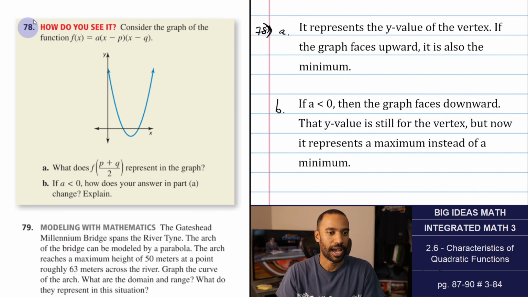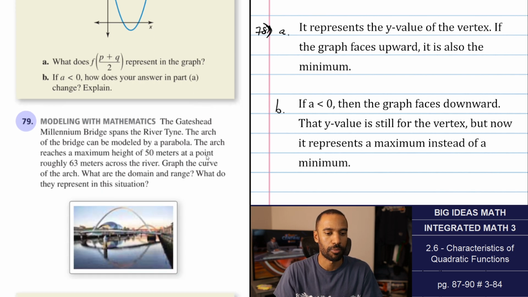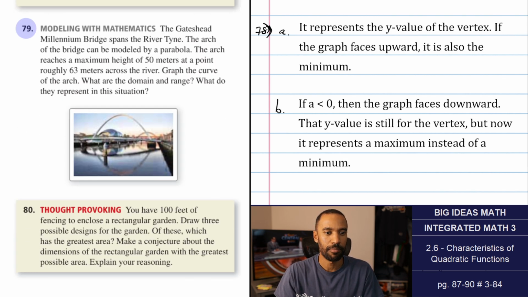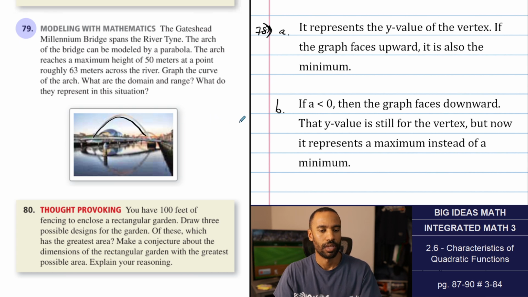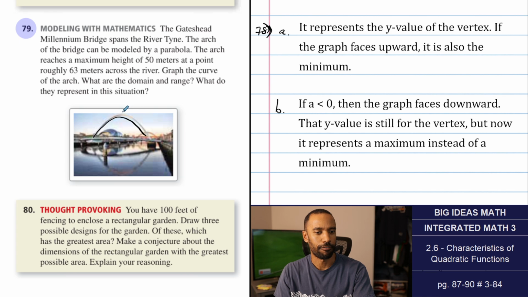All right, number 79, modeling with mathematics. The Gateshead Millennium Bridge spans the River Tyne. The arch of the bridge can be modeled by a parabola. The arch reaches a maximum height of 50 meters at a point roughly 63 meters across the river. Graph the curve of the arch. What are the domain and range? What do they represent in the situation?